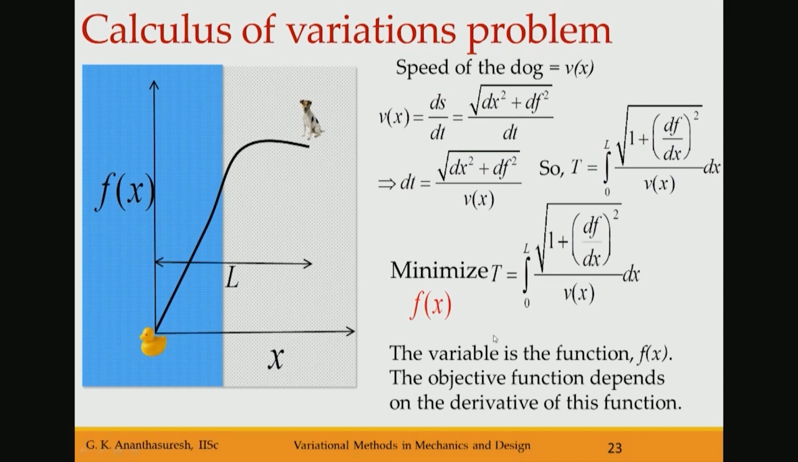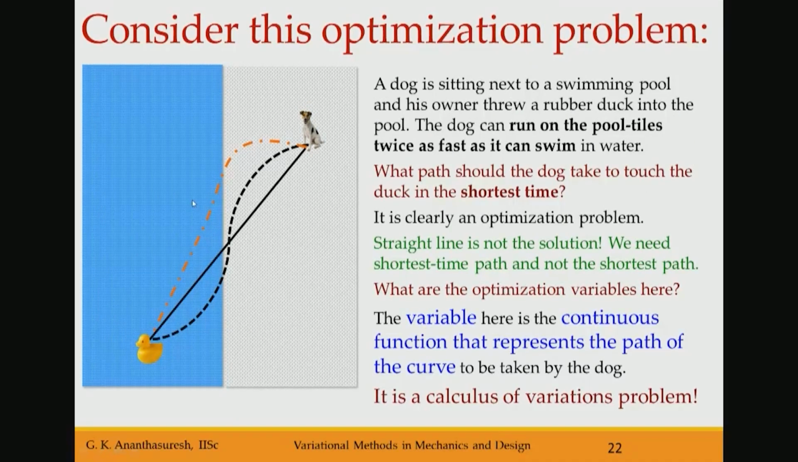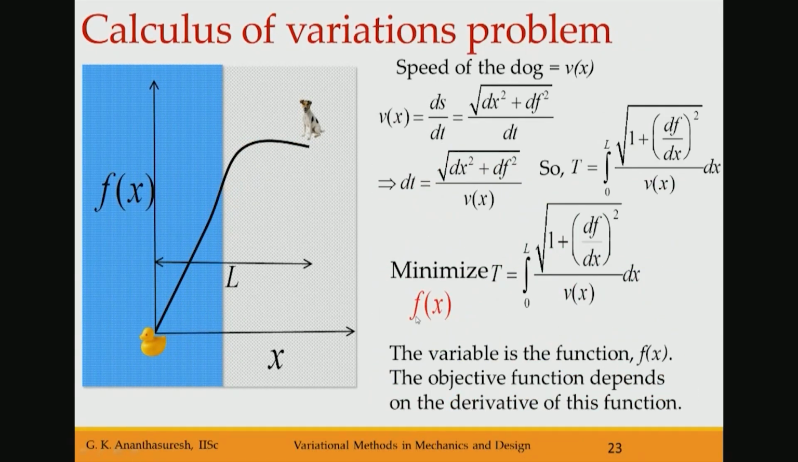And what is my variable? The function itself, what we showed in the previous slide. There are many possibilities of paths from where the dog is to where the rubber duck is, and that function is my variable, and that is the nature of calculus of variations. It may look formidable at first sight, but then a dog apparently does that.